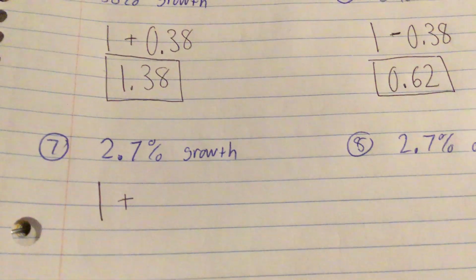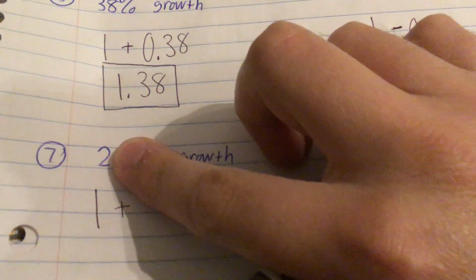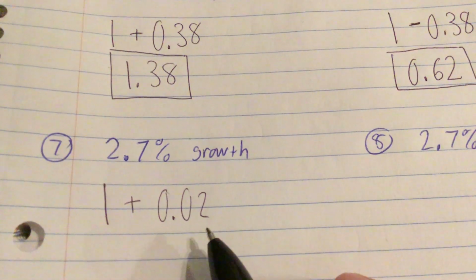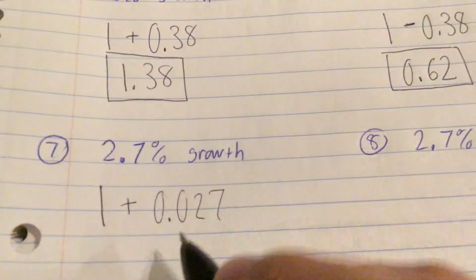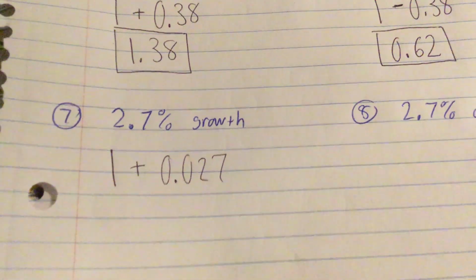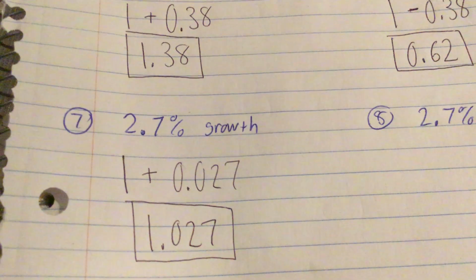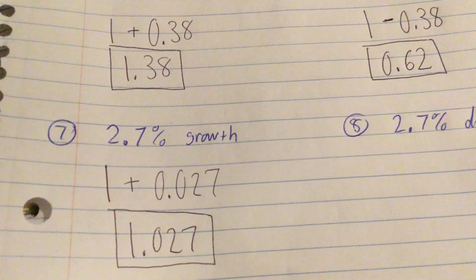So once again, if it's growing, you take the 1, you add the 2.7% as a decimal. What calms me down is to look at this like a whole number. If this is 2%, then I would write this as 0.02. And anything after that just applies for the decimal. So 2% would be 0.02. Tack on the 7, and that is 2.7% as a decimal. So if I were to add these, I would get 1.027 as my scale factor. If I were to show something growing by 2.7%, I would multiply it by 1.027.